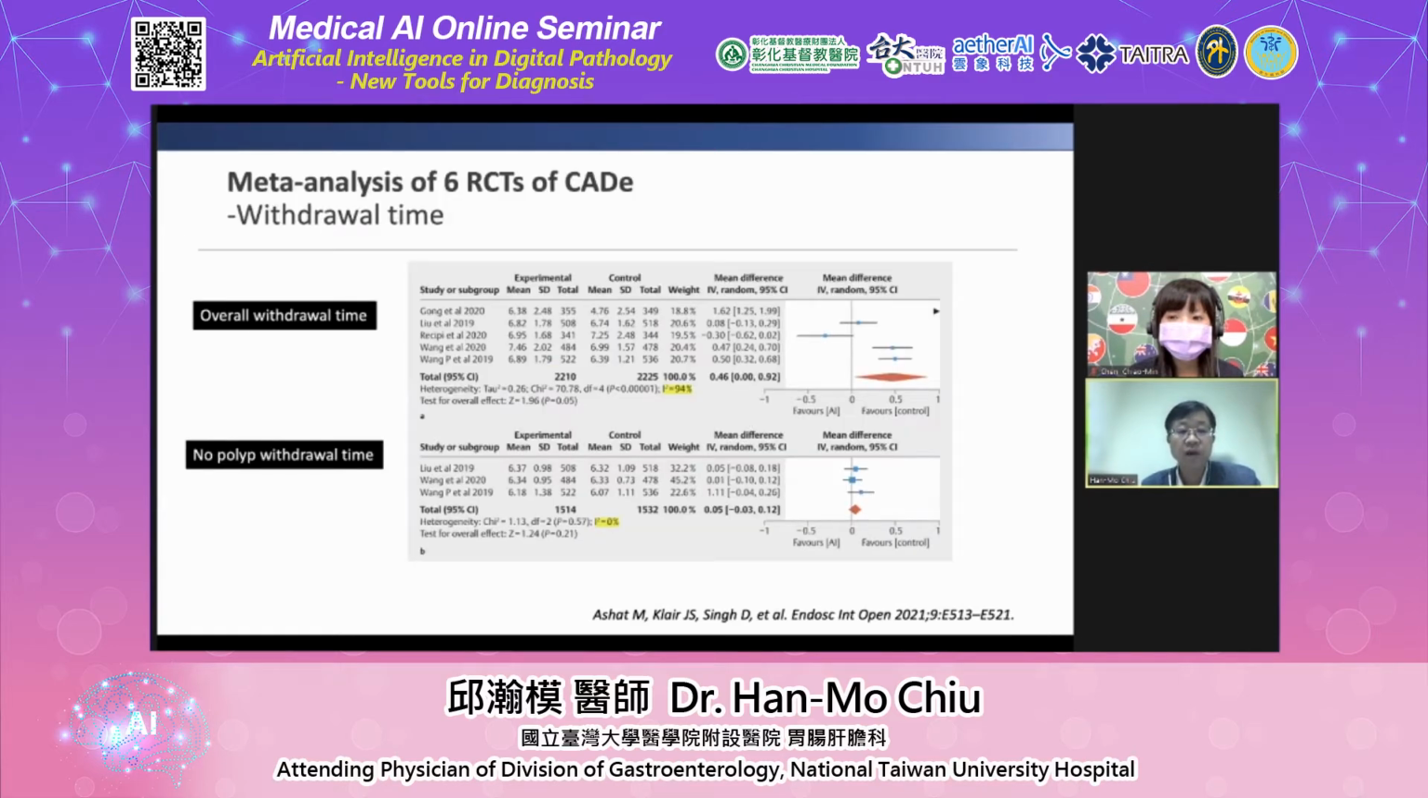The time spent on inspecting colonic mucosa at the withdrawal phase of colonoscopy was slightly longer in the AI-assisted group, and there was no significant difference in those procedures with no polyp being detected. That being said, using AI-assisted colonoscopy takes a bit longer, but it seems likely a worthwhile trade-off with the gain of more lesions being detected.